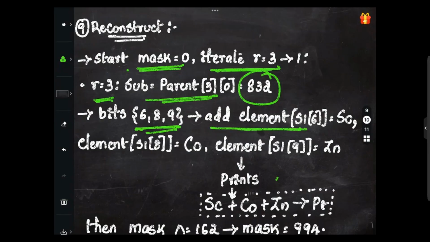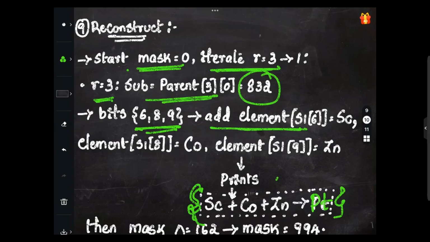So element s1 of 8, nothing but this co element, this one, co element s1 of 9, is nothing but zn, right? So we'll be adding sc, co plus zn. So this will print basically sc plus co plus zn. This is equivalent to the pt basically, right? So first one we got sc, co and zn, nothing but the pt.